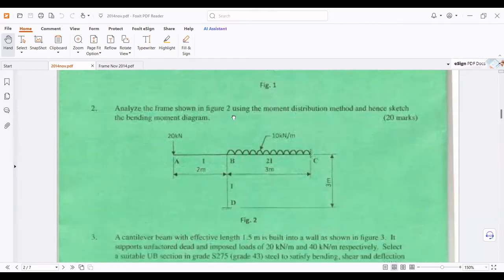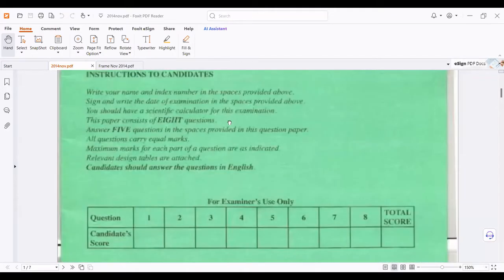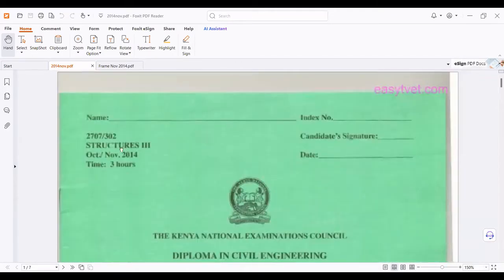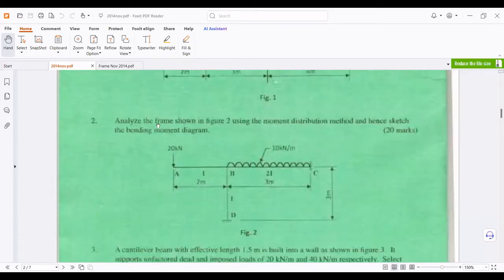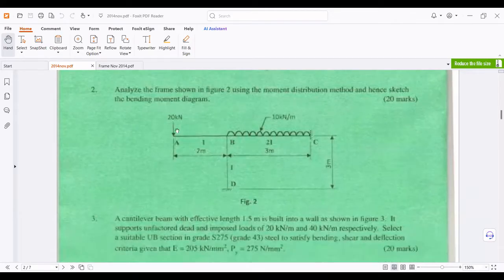So we are going to look at analysis of frame using moment distribution method. And for today's example, I want to look at this paper, October, November, 2014, structure 3. The question is asking, analyze the frame shown in figure 2 using moment distribution method and hand sketch the bending moment diagram.